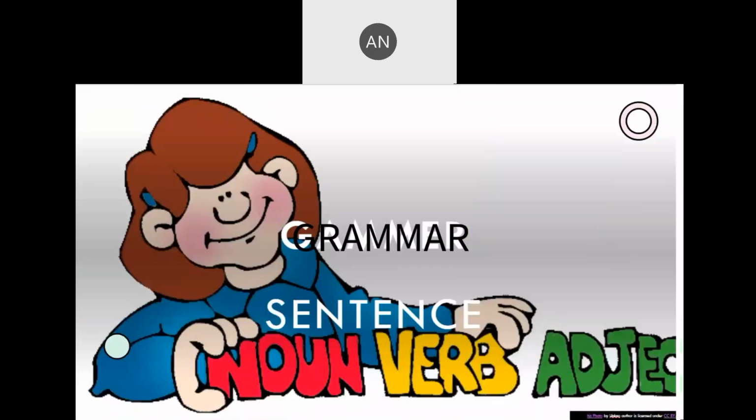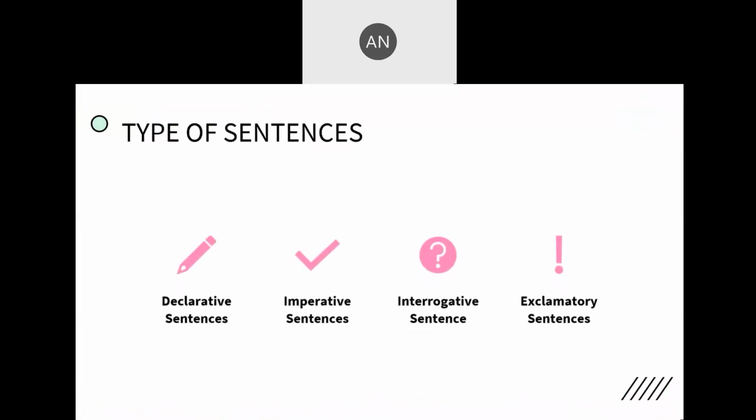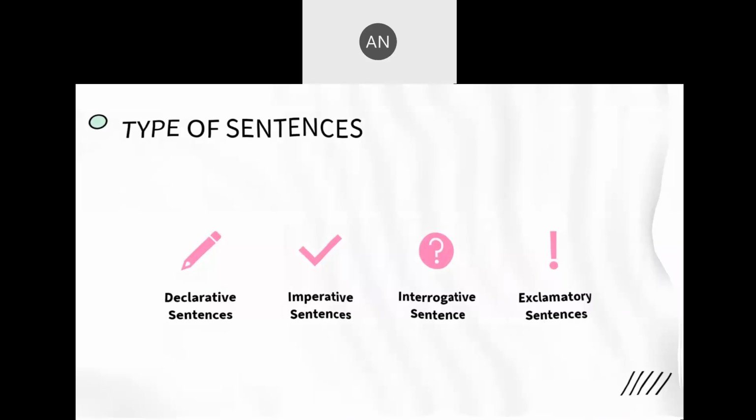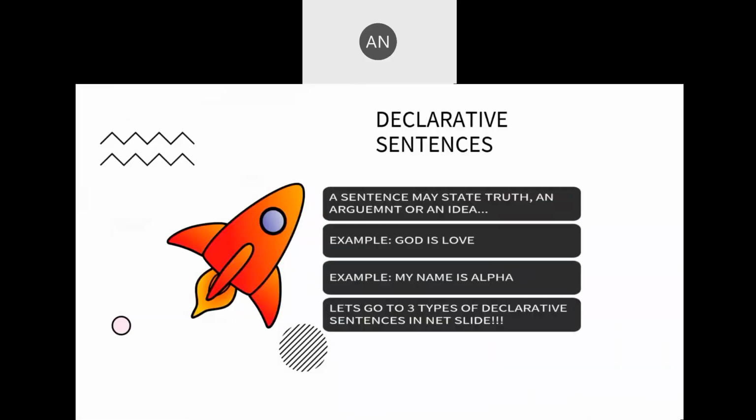So we are talking about grammar. Types of sentences. The types of sentences are declarative, imperative, interrogative, exclamatory. And there should be negative sentences also.